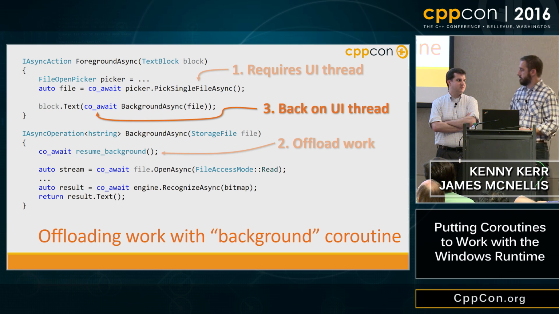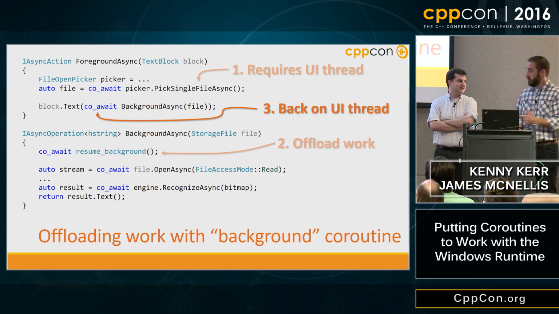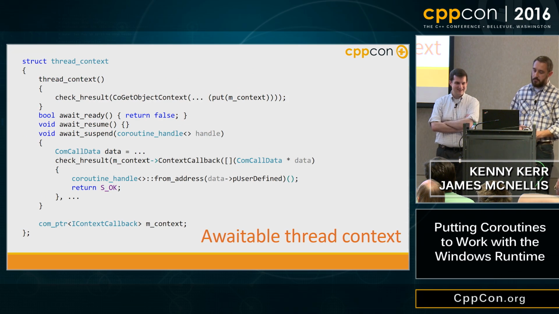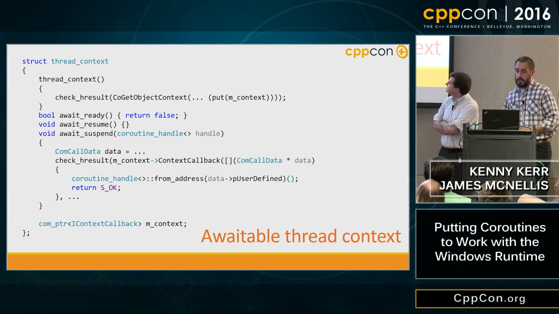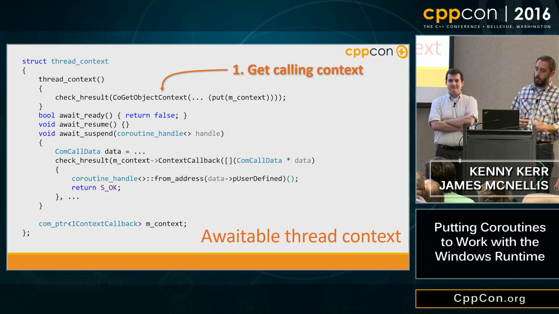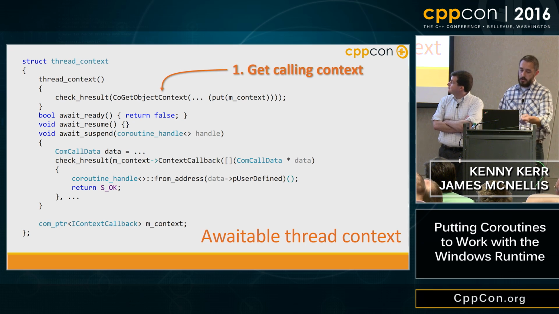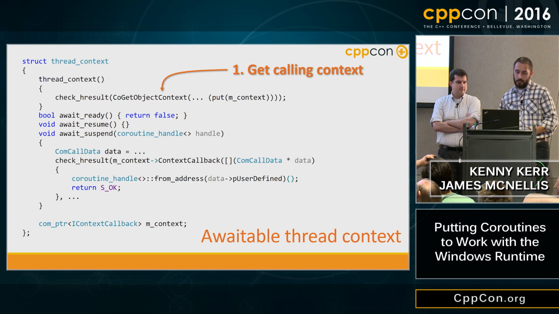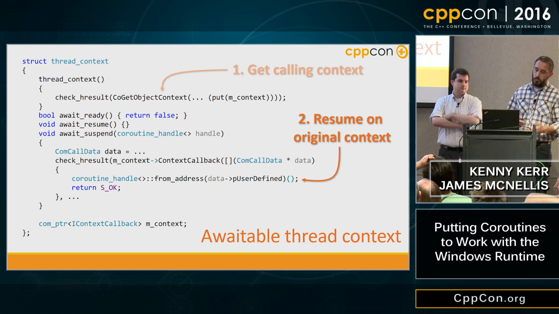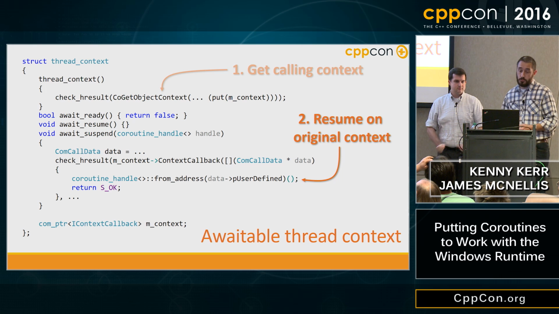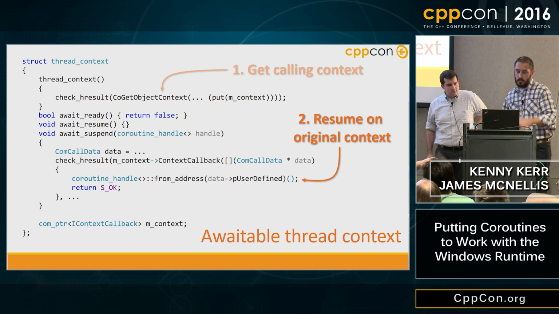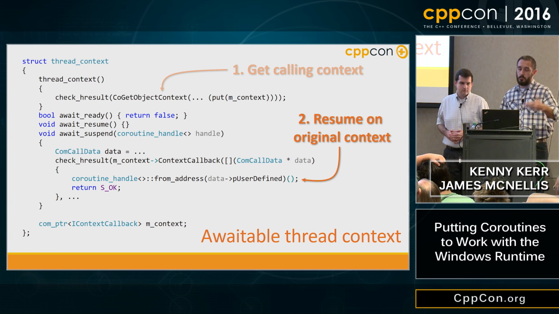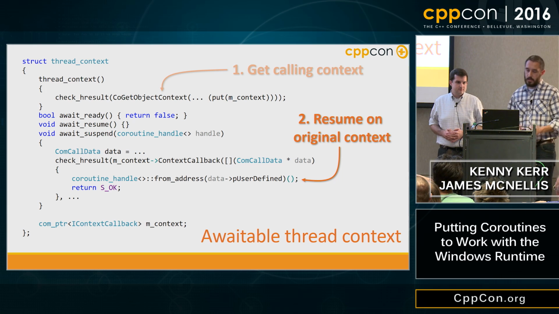Maybe we could put the functions together. You think we can do it in one function? I hope so. Okay, well, let's see what we can do. So here we have what I call a thread context. In its constructor, we get the calling thread context, and we capture it and store it in a local variable, the IContextCallback variable right there. And then later on, when that coroutine resumes, it gets the coroutine handle and resumes the coroutine on the original calling context.